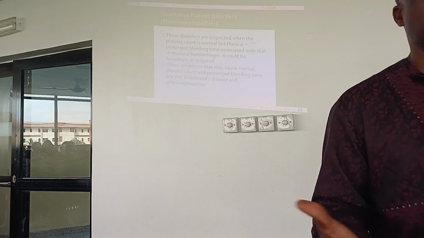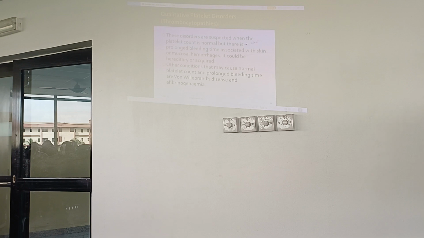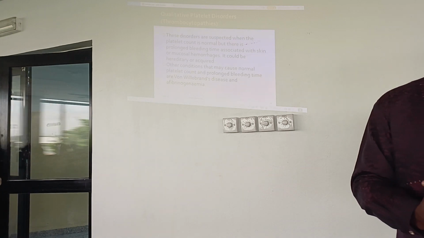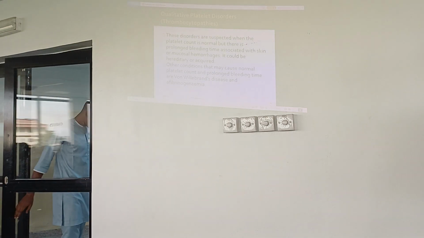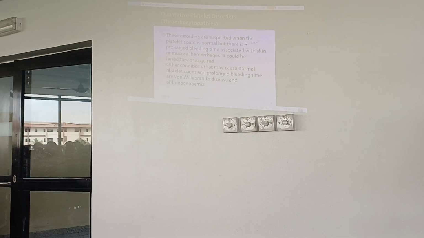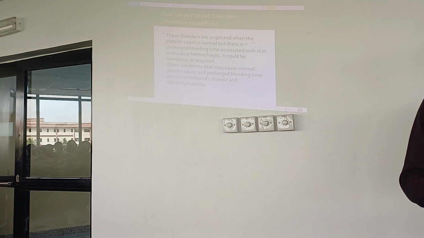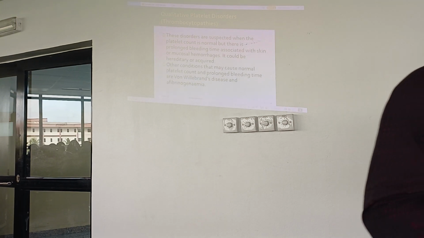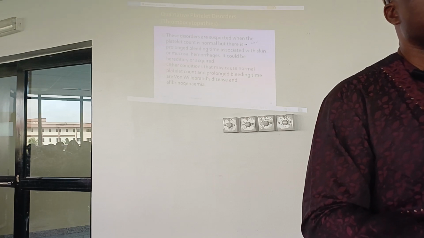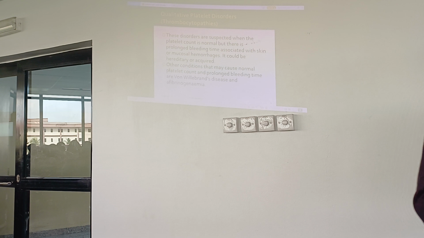Now, qualitative platelet disorder, like I've said: the platelet count is normal, yet the patient is bleeding, and it's not due to a coagulation disorder, it's platelet type bleeding. What are the platelet type bleeding that we know, or how will they manifest? Mucous membrane bleeding, petechiae, purpura, ecchymosis. Then a female can have menorrhagia during menstruation.